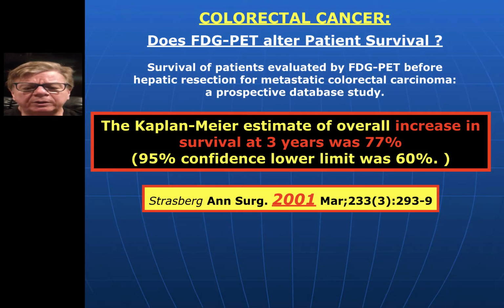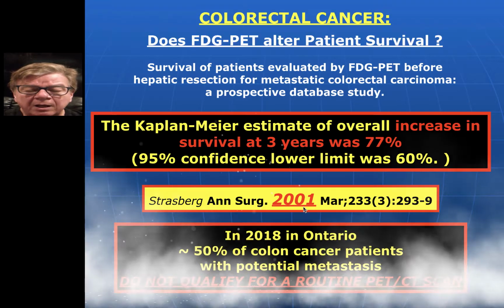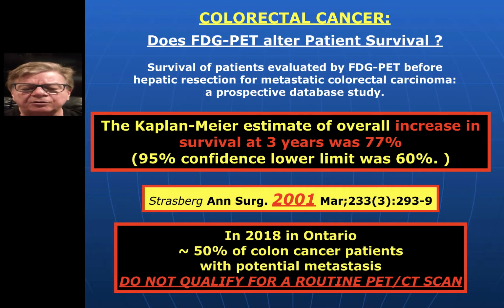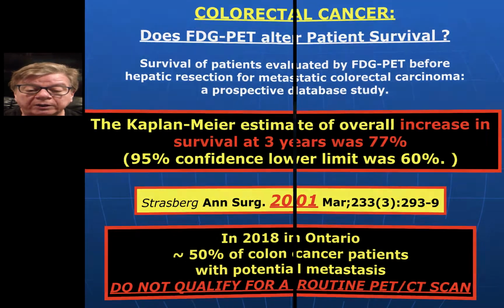But when was this article written? 2001. That is 17 years ago, and I can assure you that the literature has only gotten better, and we only have better cameras and equipment in the past 17 years, unless of course you live in Ontario. Remember, it's 2018 in Ontario. 50% of colon cancer patients out there who actually have metastasis do not qualify for a routine OHIP-funded PET CT scan in Ontario.